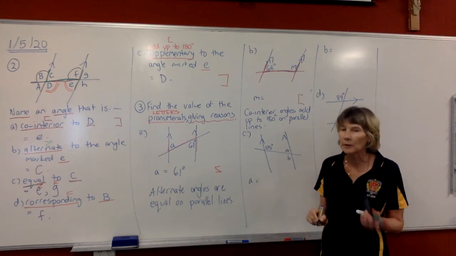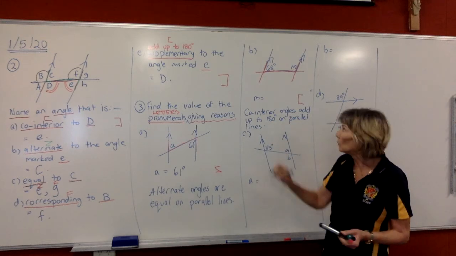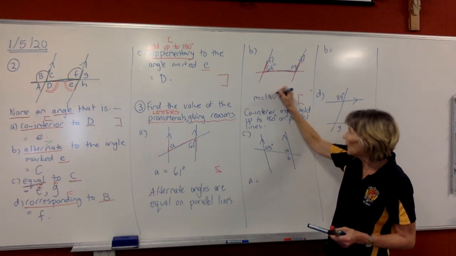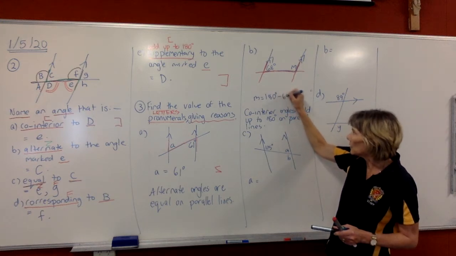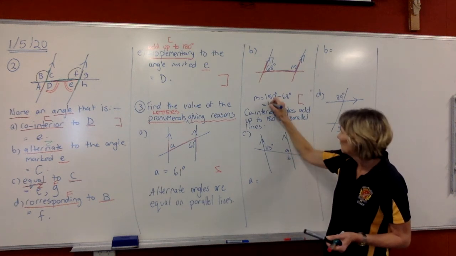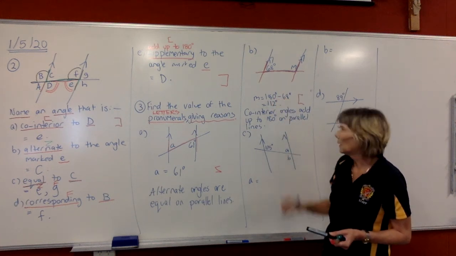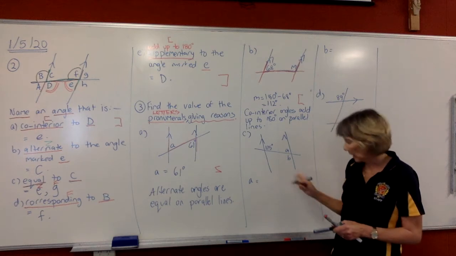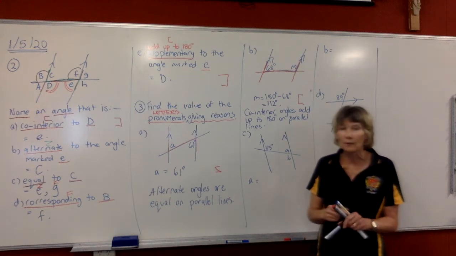Okay, so if they add up to 180 degrees on parallel lines, they're not equal. You need to start with 180 and take off the 68 they gave you, and that will give you your answer: 112 degrees.